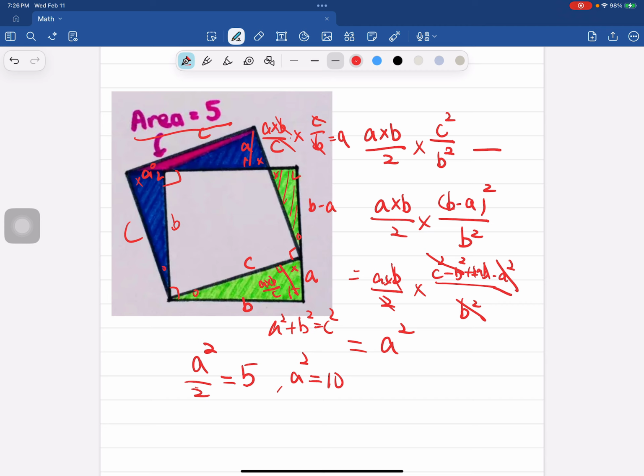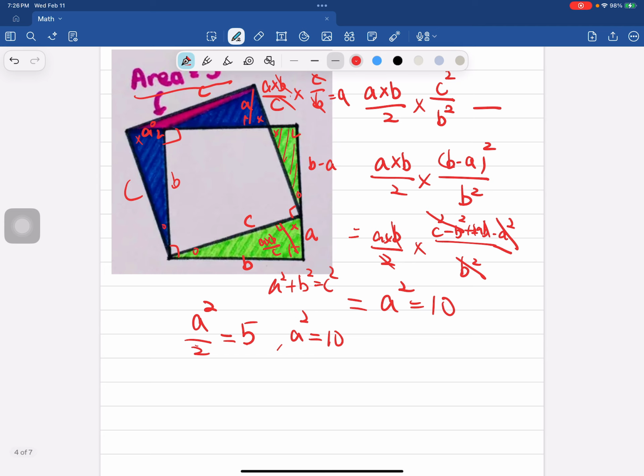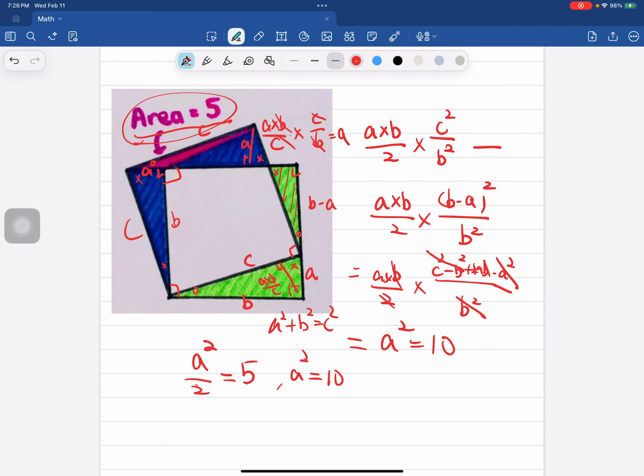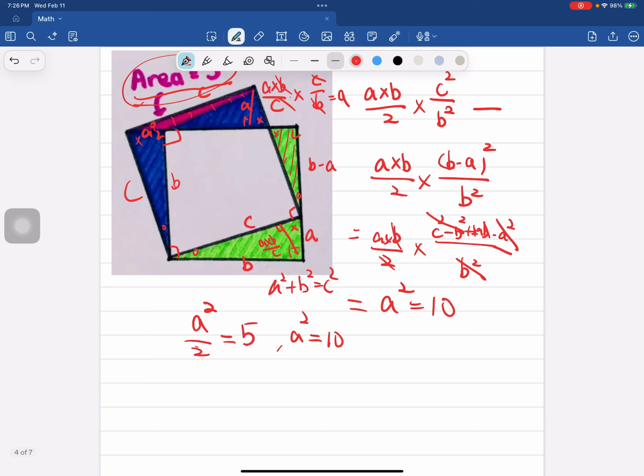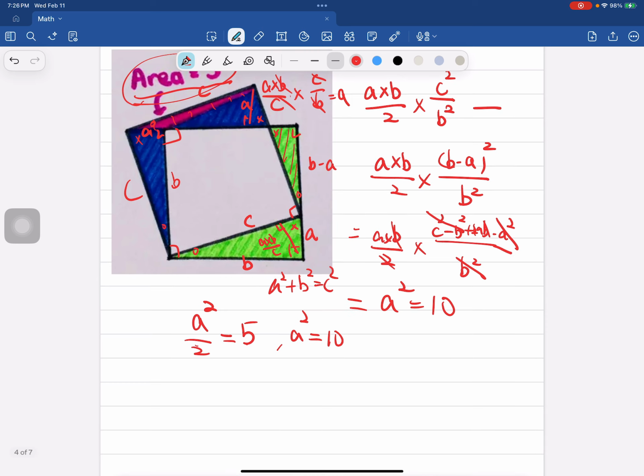So we can see that this question is beautifully designed. The area difference between this triangle and this triangle is A squared, which equals 10, which we got from this. So they're different by 10, but we have to subtract the 5 from this pink area. So the actual difference between the blue area and the green area is that blue is bigger.